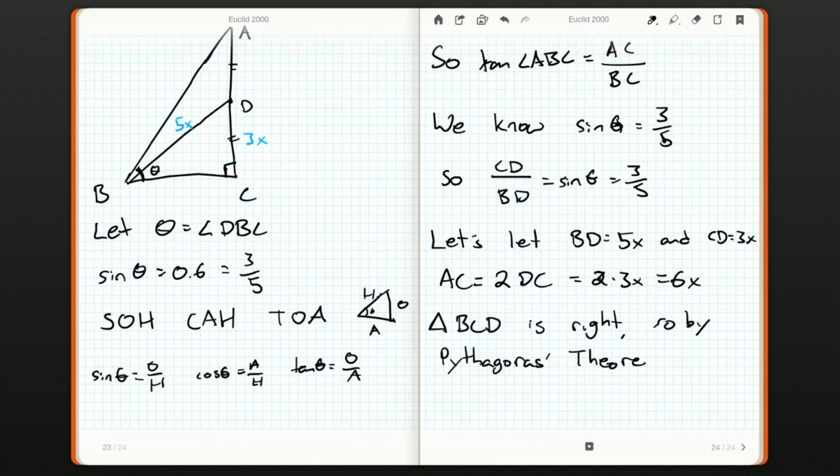So by the Pythagorean theorem, BD squared is BC squared plus CD squared. And so if we substitute in, now we still don't have actual values, but we do have 5x. 5x squared is BC squared. BC is the other side that we need for our tangent, plus CD squared, which is 3x squared. Okay, we'll continue this on the next slide.